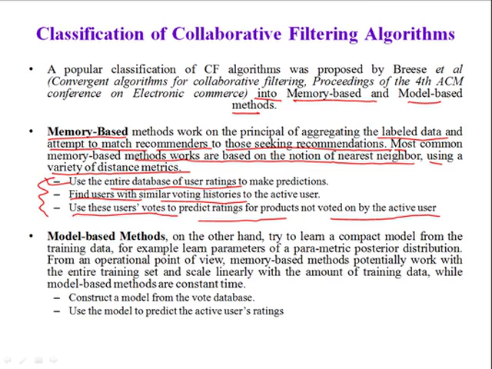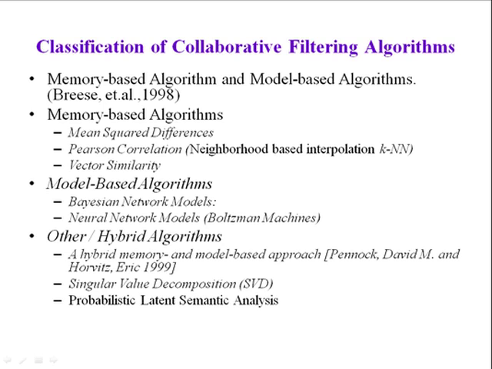Next are the model-based methods, which, on the other hand, try to learn a compact model from the training data. For example, learn parameters of a parametric posterior distribution. From an operational point of view, memory-based methods potentially work with the entire training set and scale linearly with the amount of training data, while model-based methods are constant time. It constructs a model from the vote database and uses the model to predict the active user's rating. For example, singular value decomposition or similar techniques can be used here. So memory-based algorithms include mean square differences, Pearson correlation, and vector similarity. Model-based algorithms use Bayesian networks, neural network-based models, or Boltzmann machines. Or other hybrid algorithms, memory and model-based approaches, singular value decomposition, probabilistic latent semantic analysis, etc.